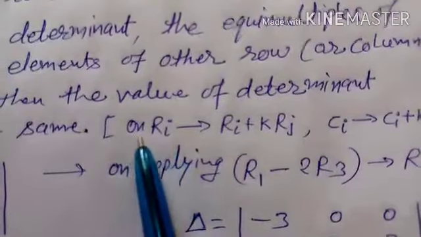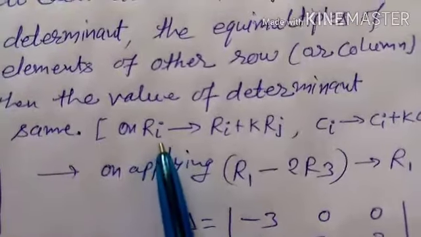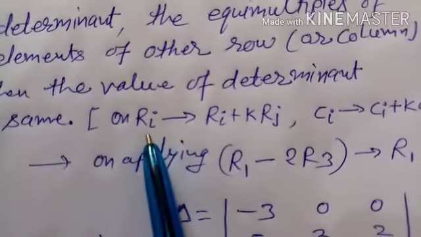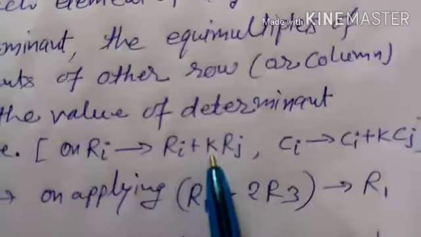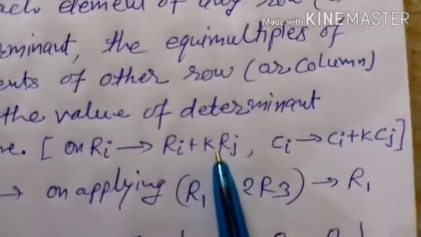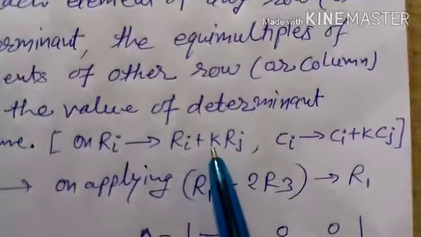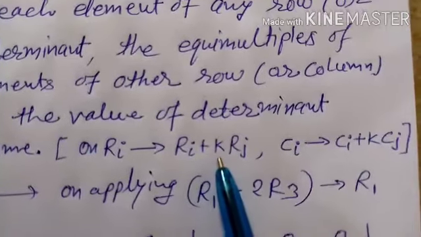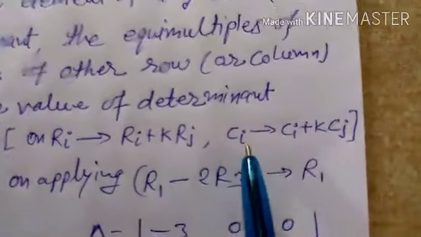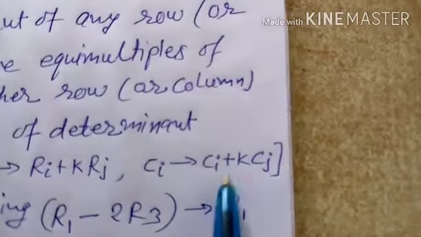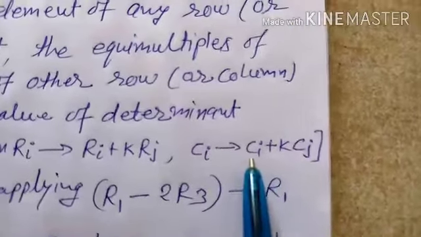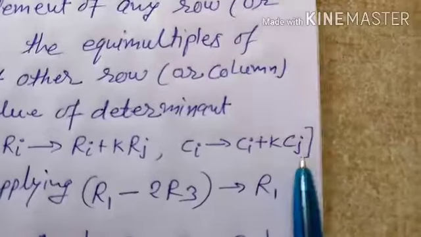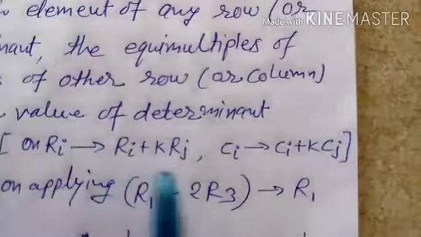For example, on Ri, where i means 1, 2, 3. On Ri means on any row, Ri plus k times Rj. Here the value of k is a non-zero element, any of 1, 2, 3, 4, 5, minus 1, minus 2, 1 by 2, any constant. Similarly here, Ci plus k times Cj. j is a value other than i. If it is the first column, then the value of j will be second or third. So it is like this elementary operation. Let's see one example.